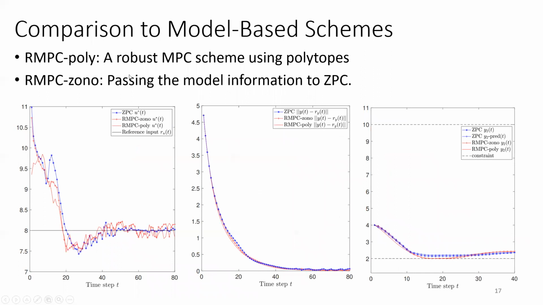And we compare against robust MBC using polytopes and against RMBC Zono, which is our proposed approach ZBC, while passing the model to it. As you can see, they are competing and the outputs are close to each other, and we have robust guarantee satisfaction, while ZBC is more conservative because of the constraint tightening.